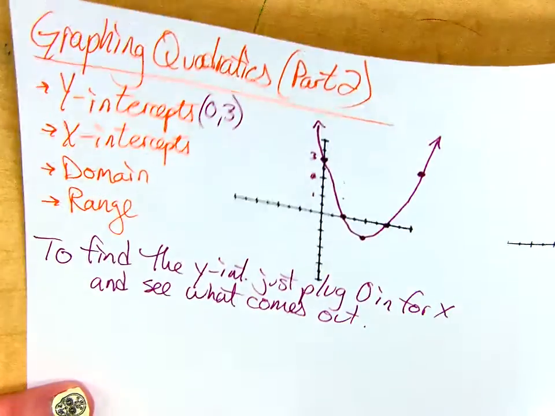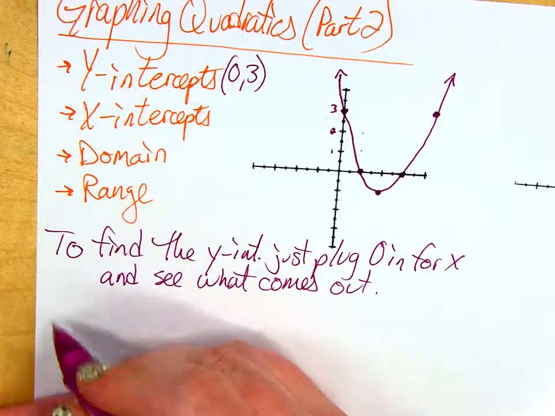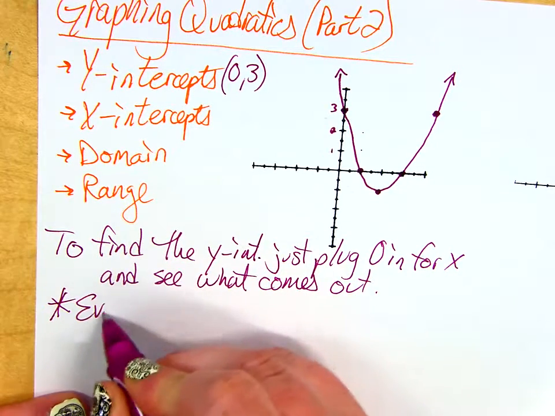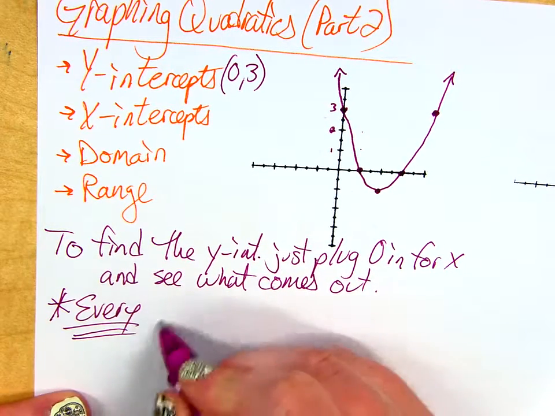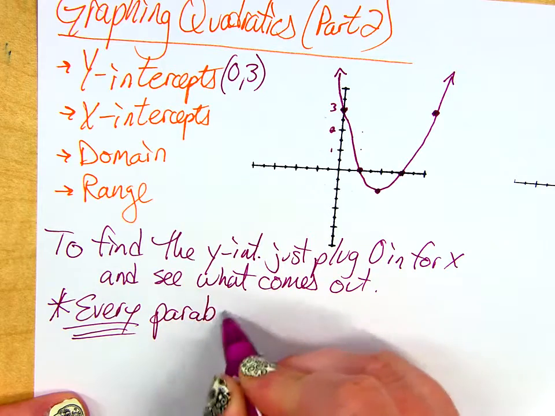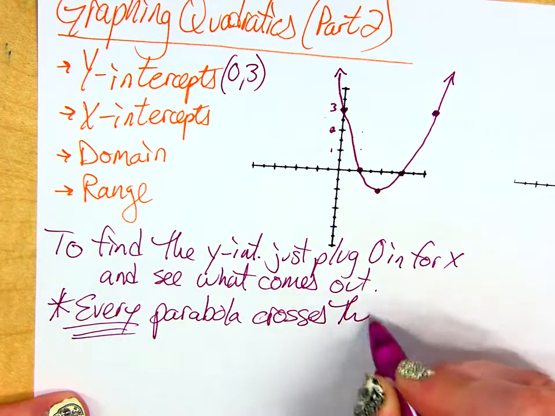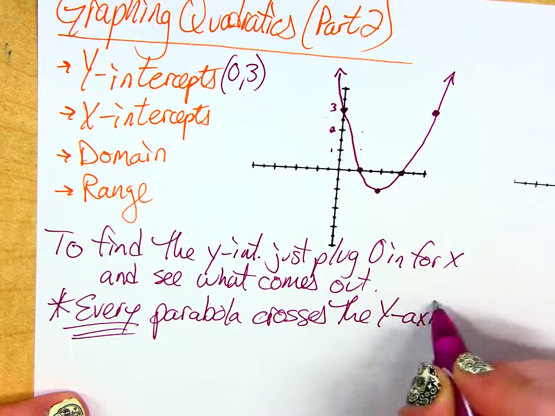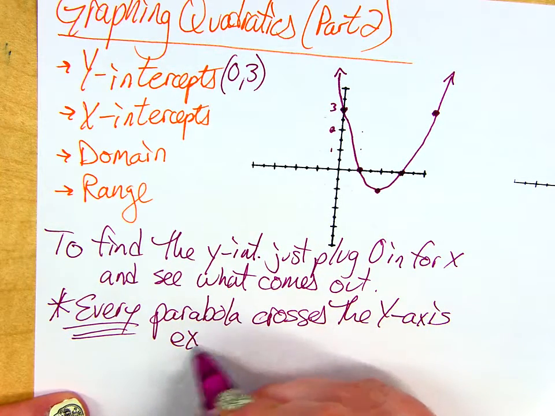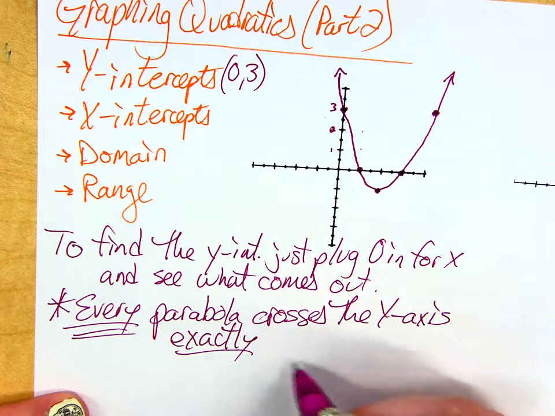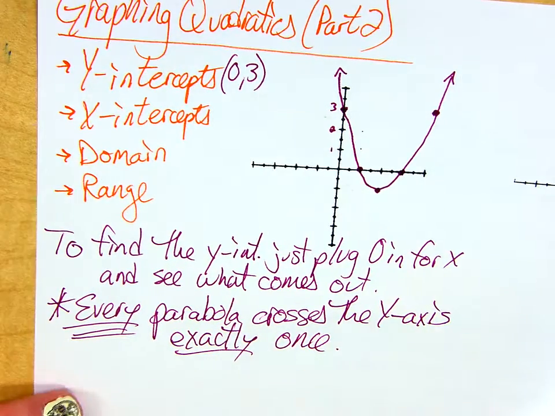So, if you just want to note that down, every parabola crosses the y-axis exactly once. Yeah, only would be a better word.